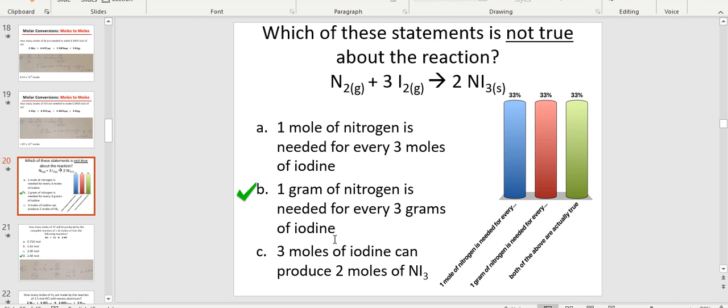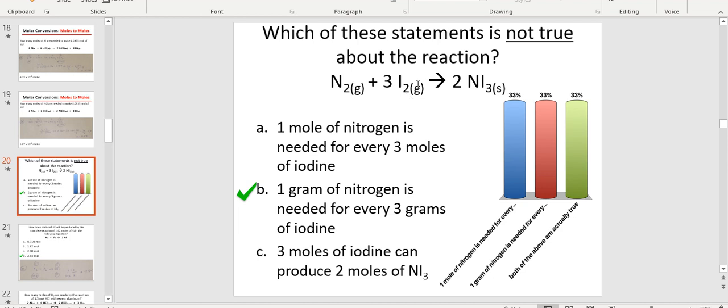That is incorrect. Now, let's go back to this. Your molar ratio is 1, 3, 2. That is moles. 1 mole of this can make 2 moles of this. 3 moles of this can make 2 moles of this. 1 mole of this plus 3 moles of this can make 2 moles of this. It's all about the number of moles, not grams.